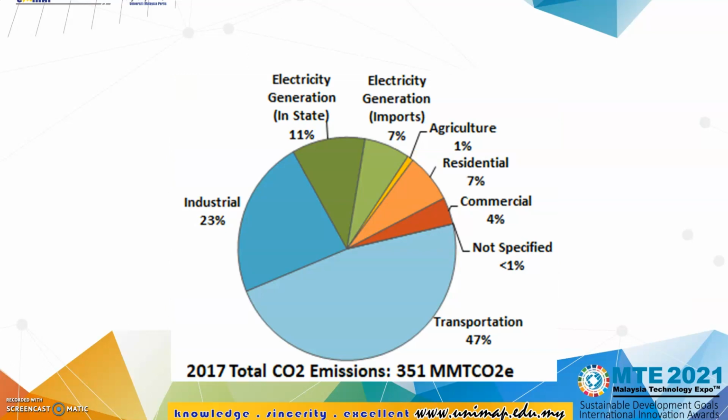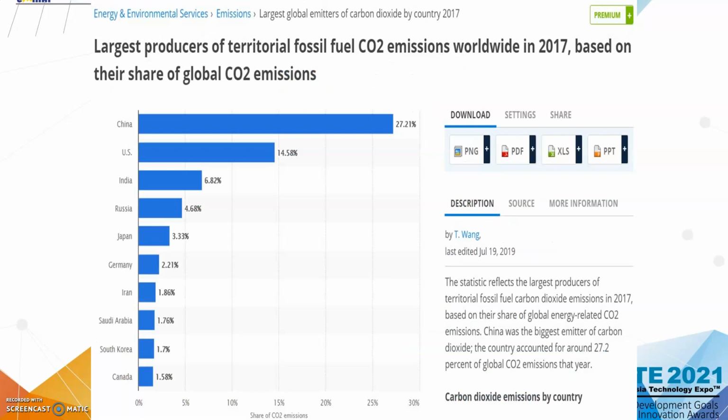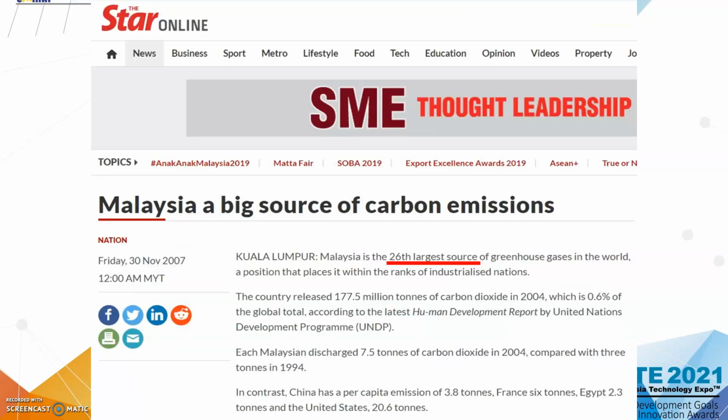In the year 2017, the major causes of CO2 emissions were from the transportation sector, which contributed 47%, industrial contributed another 23%, and electricity generation contributed 18%. In terms of countries with the largest global CO2 emissions, this was led by China and followed by the US, India, and Russia. Surprisingly, Malaysia was ranked at number 26 for the largest source of greenhouse gases in the world.